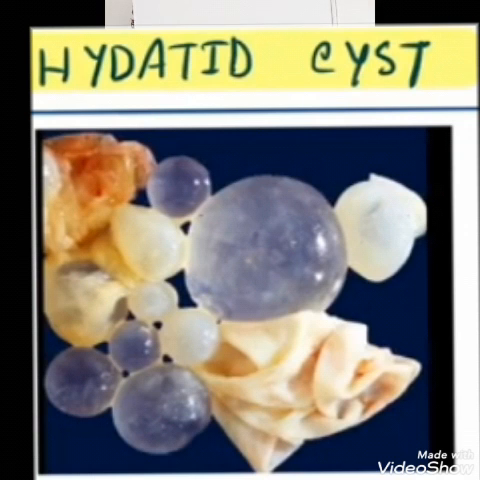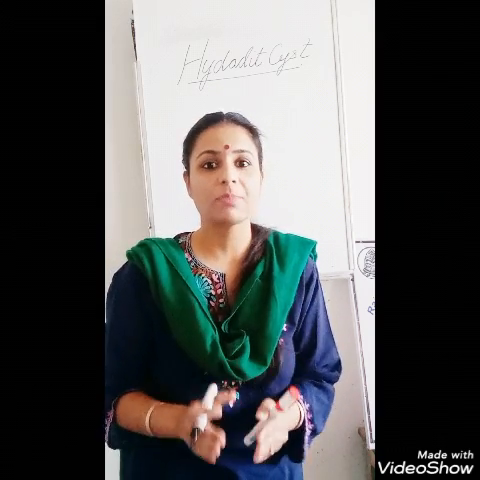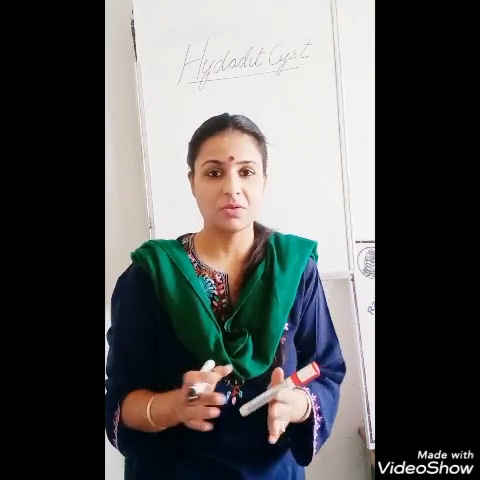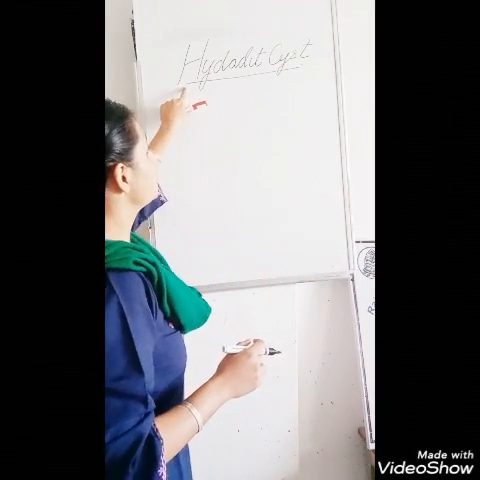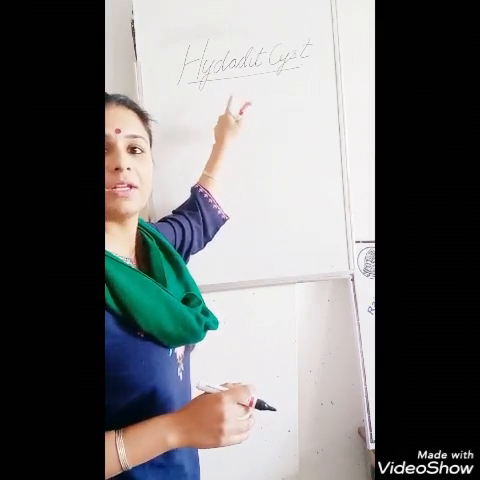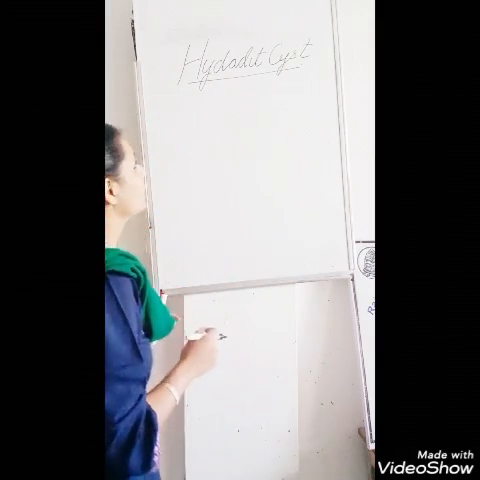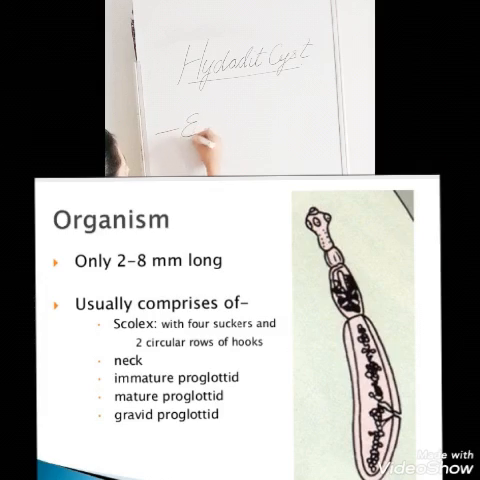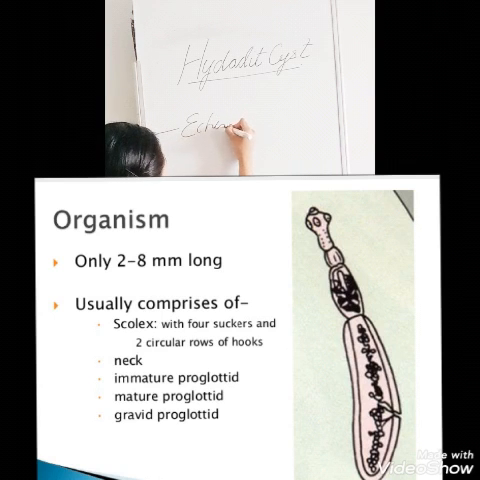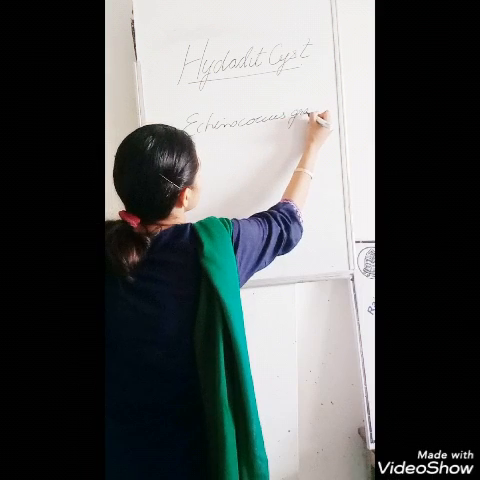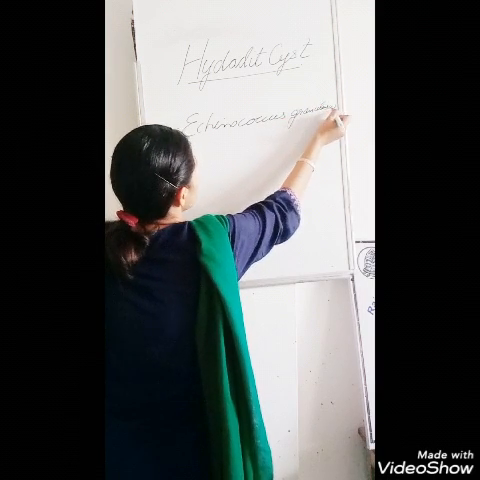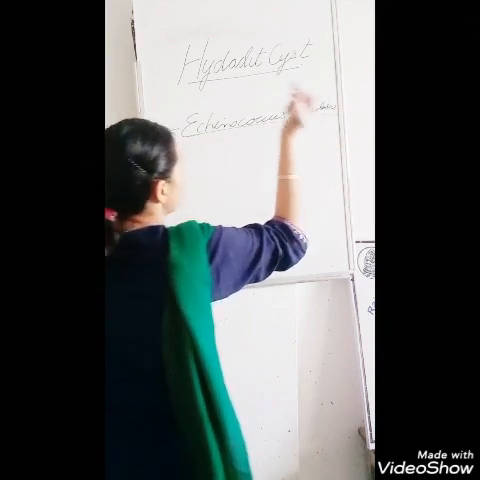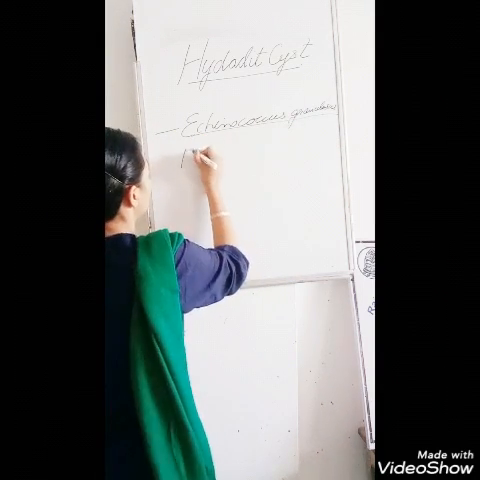So hydatid cyst is a structure containing the larval stage of the tapeworm known as Echinococcus granulosus. This structure is formed inside the liver. It contains the larval stage of the parasite known as Echinococcus granulosus. It is a hookworm.